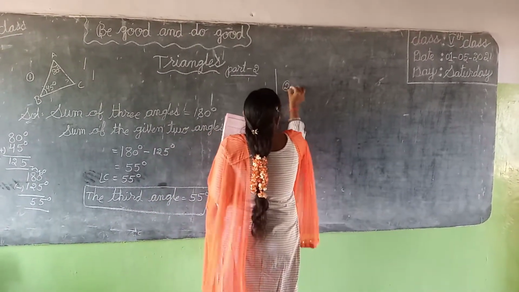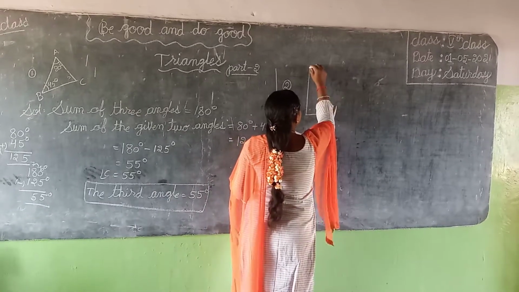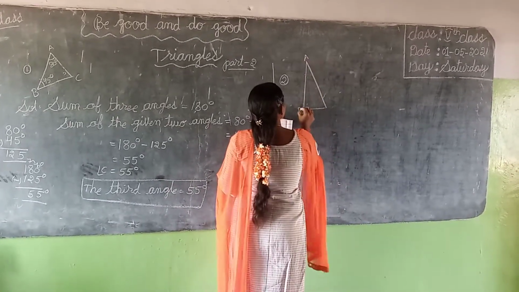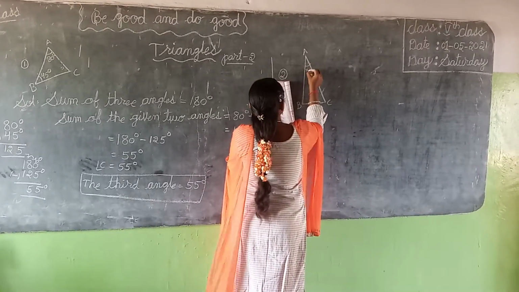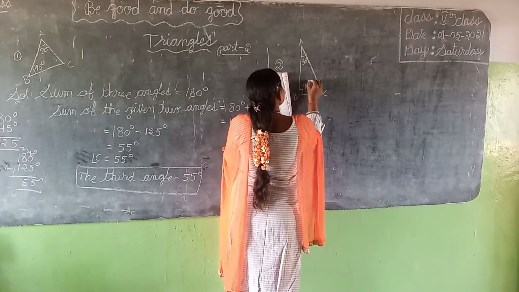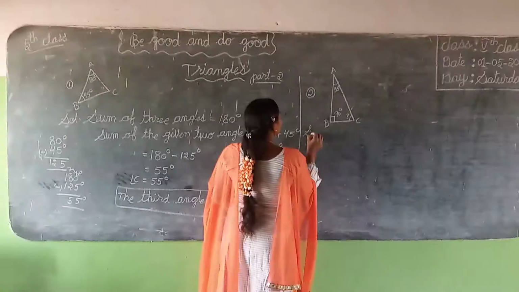So, second question. Draw that second picture. Angles A, B and C. Angle A is equal to 35 degrees. Angle B is equal to 90 degrees. Find out the third angle. So the third angle we are finding out.